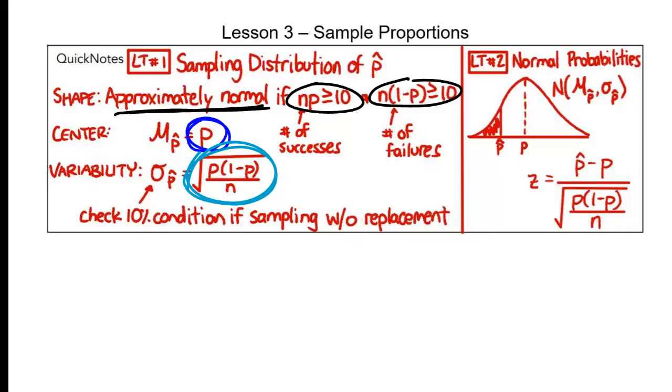This is hugely important. You have to check the 10% condition before you actually do the calculation for standard deviation if you're sampling without replacement, which is most of the time when we do sampling. They will never tell you, make sure you check the 10% condition. They'll just say, what is the standard deviation? But you have to include the check. So you have to know to do this before you plug numbers into that formula.